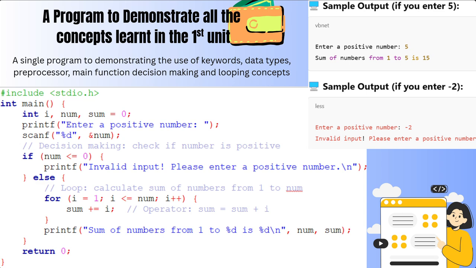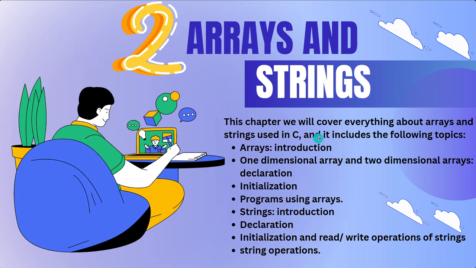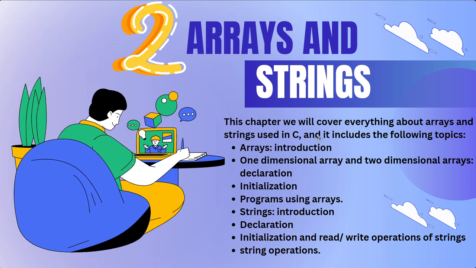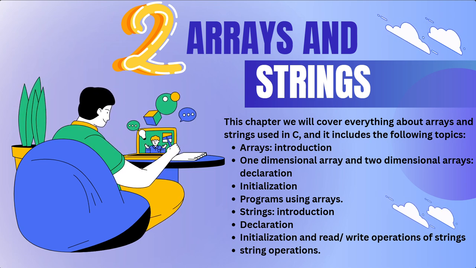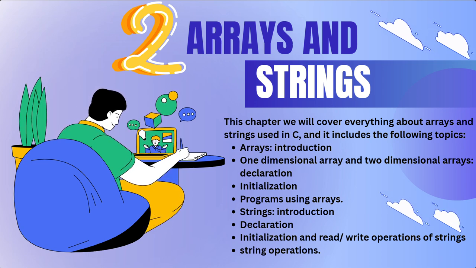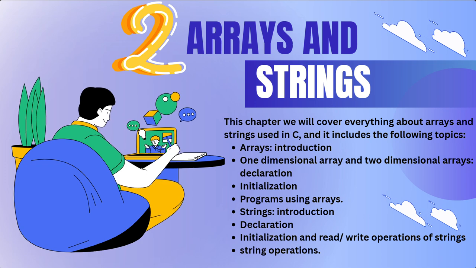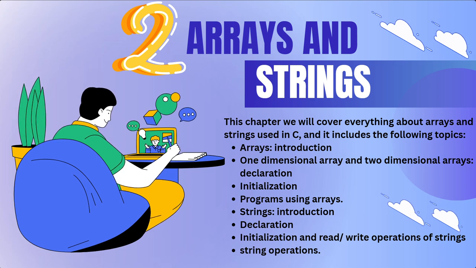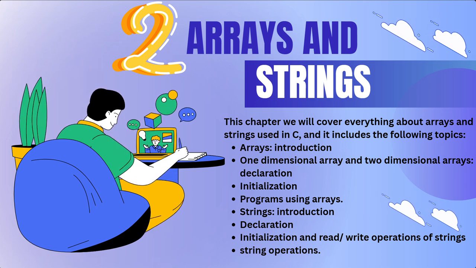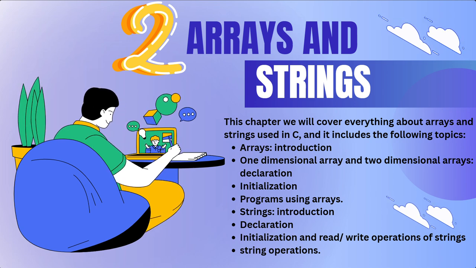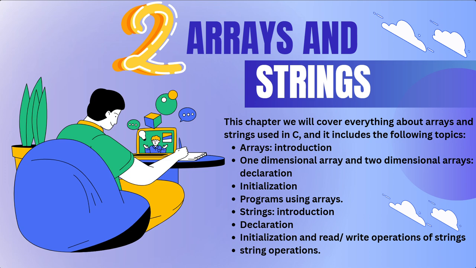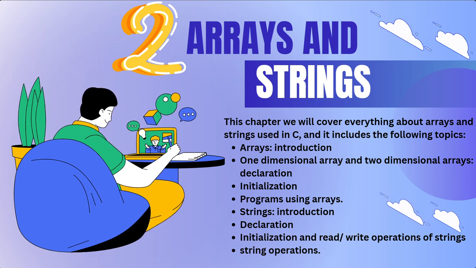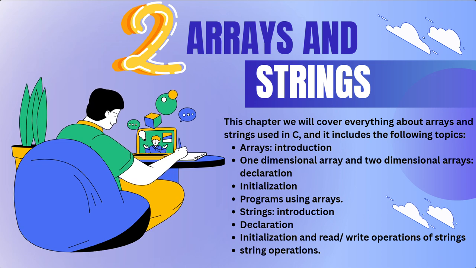Now we will be going to the next chapter of our syllabus, that is arrays and strings. Arrays and strings, this is again a very important chapter. It will cover all the topics about arrays and strings using C, and it will include the following subtopics. Among arrays we have the introduction, then the one-dimensional array and two-dimensional array, the difference between the two, declaration, initialization, and then example programs to understand the concepts of arrays better.